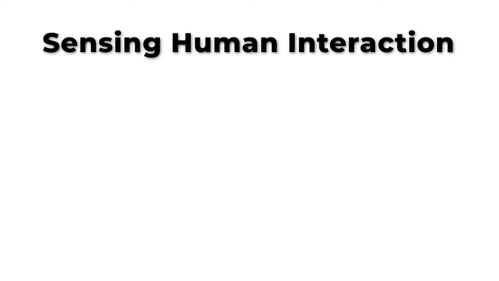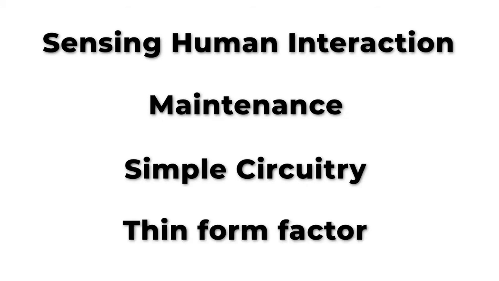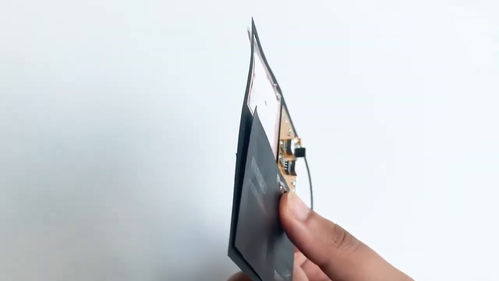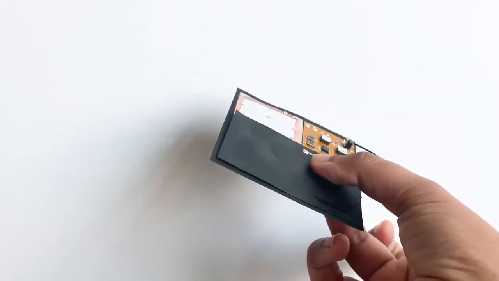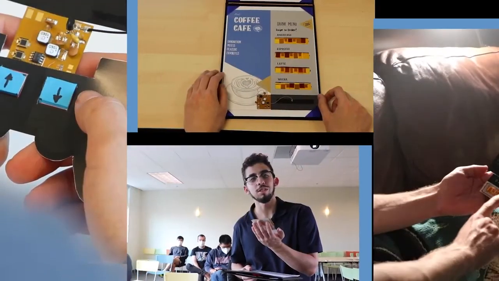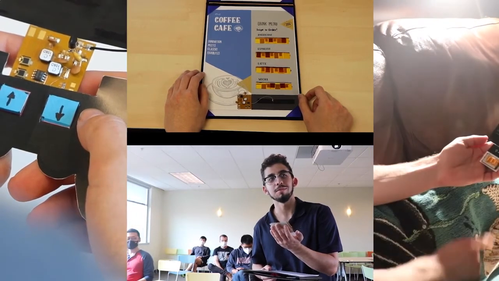Mars consumes power in the nanowatt range, much smaller than other backscattering technologies. This enables sensing of human interaction with many forms of power harvesting, no maintenance, simple circuitry, and thin form factor, like a post-it note. Mars stickers offer a diverse set of applications and interactions.